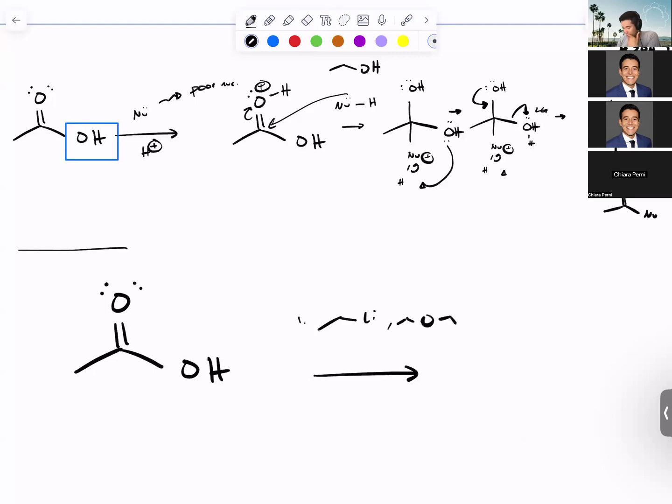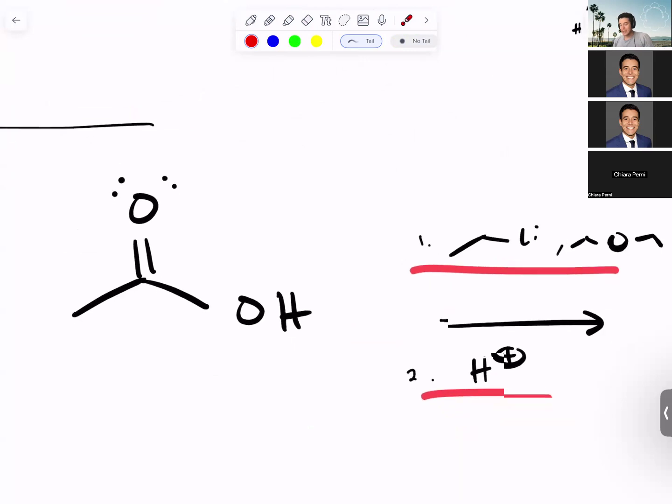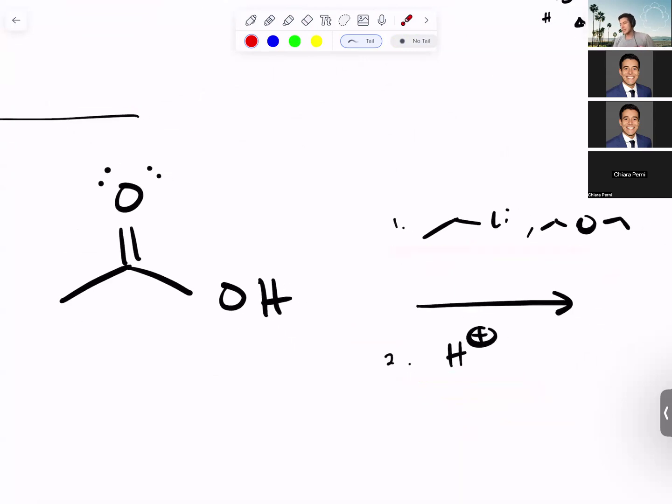It's our step one, and then our step two is H plus. So a little bit different, right? Up here, both of those were thrown in at the same time. There was no clear step one, step two. Now I'll let you take it away and just predict what the first step is, not necessarily predicting what the final answer is.